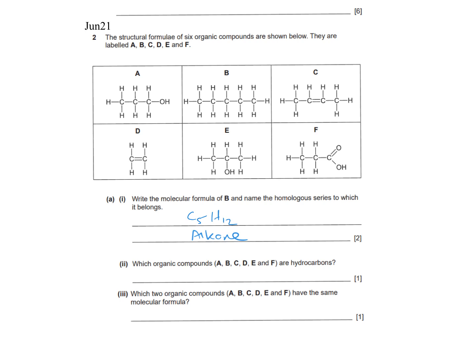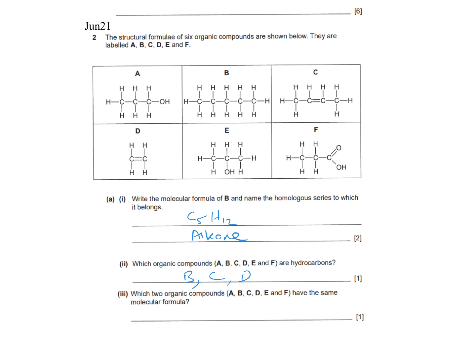Which of the organic compounds are hydrocarbons? So that's anything that's just carbon and hydrogen only. So it's obviously not A because there's oxygen. So B is a hydrocarbon. C is also a hydrocarbon, as is D. Not E, there's an oxygen there, and it's not F. Again, they're oxygens.